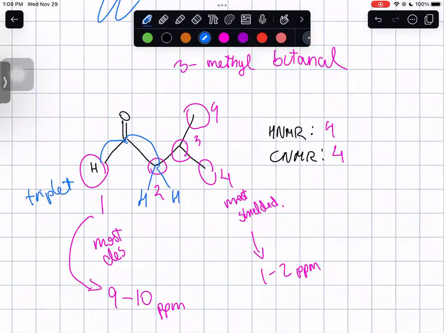Multiplicity for signal 2. This is split by 2, exactly. What about signal 3? Multiplicity. We're just going to call it a multiplet. Signal 4. It is a doublet.